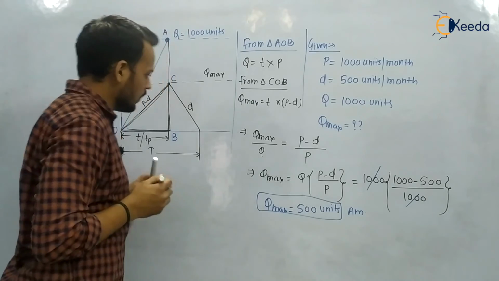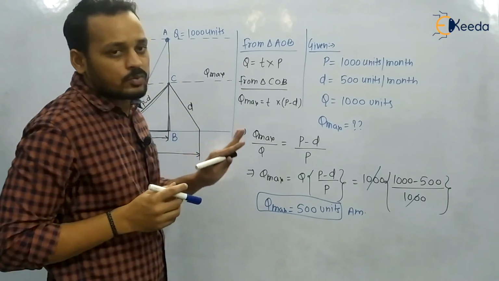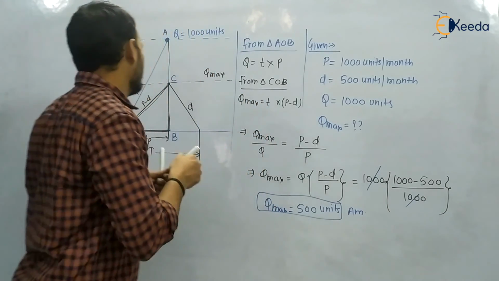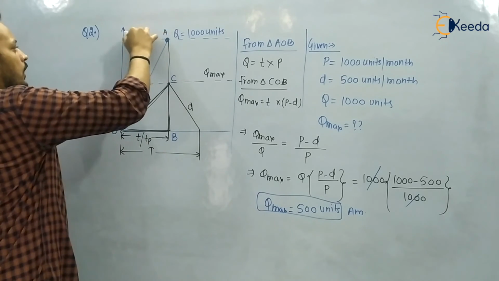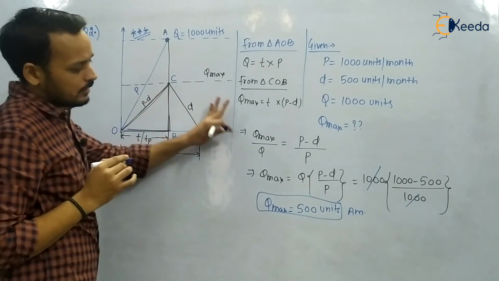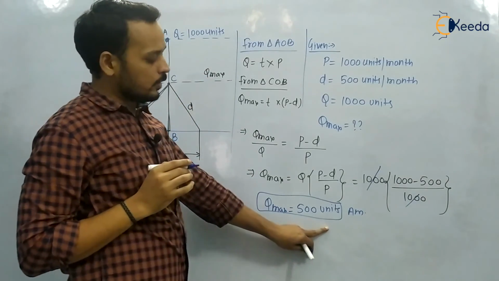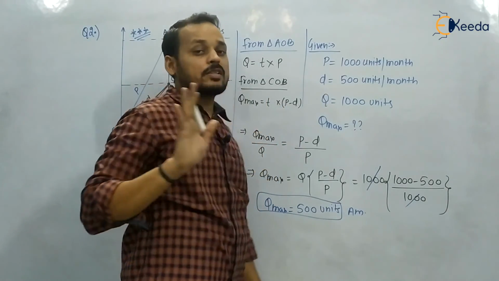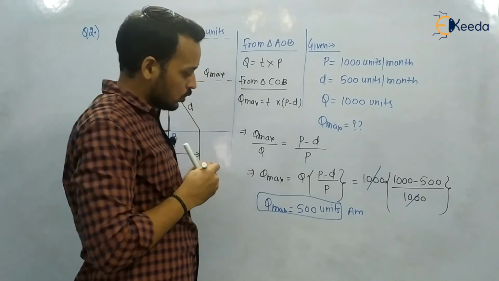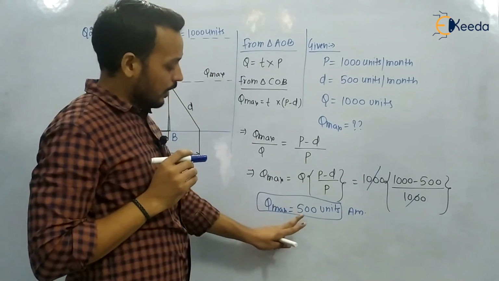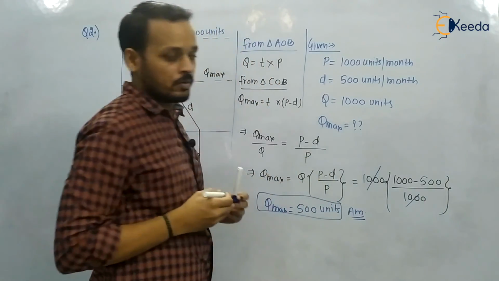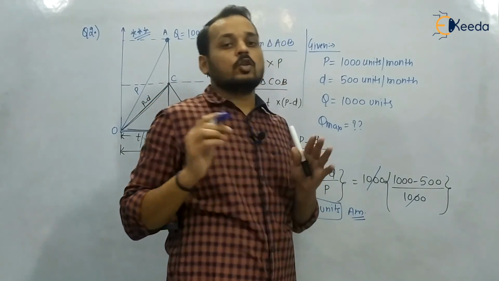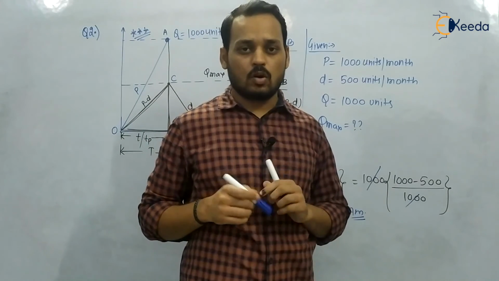So very simple question. In case of the production consumption model, just try to remember this graph. This graph is very important. You can derive the formula directly from this graph. So Q max is 500 units. It is one of the GATE previous year 2 marks questions. So just go through these concepts and graphs, and the final answer is 500 units. So this is all about the numerical problems on the production consumption model. Thank you.